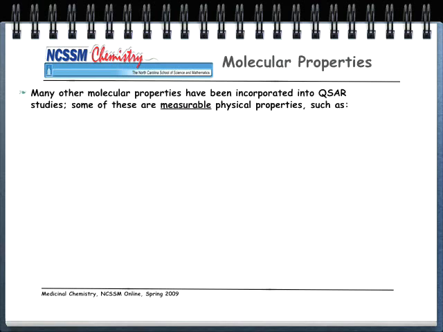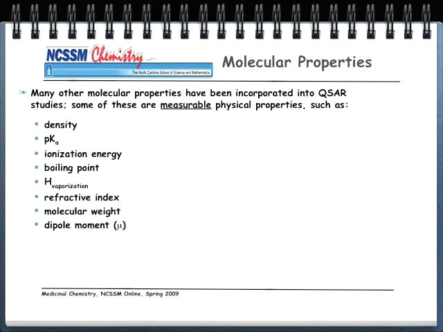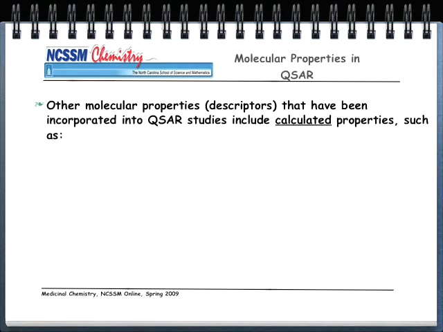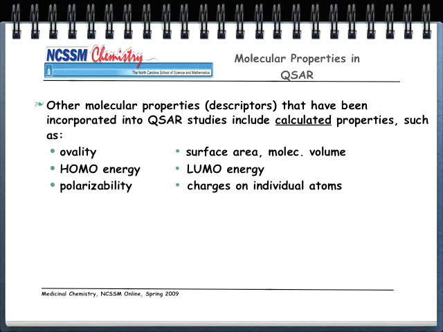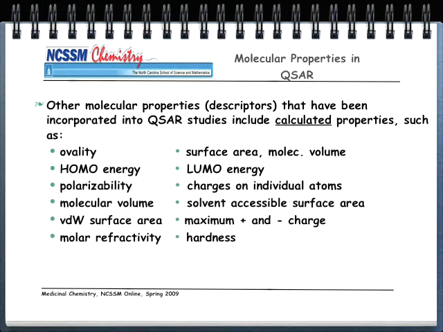Okay, many other molecular properties have been incorporated into QSAR. Some of these are measurable, and I'm just going to give you a shopping list here. These are all things that we can calculate either computationally or otherwise. Okay, and here's some more. Some of these are calculated. Some of these you've seen before. Some of these you've not seen before. But basically, all of these values are things that we can either measure or we can calculate, which all can get included into these calculations.